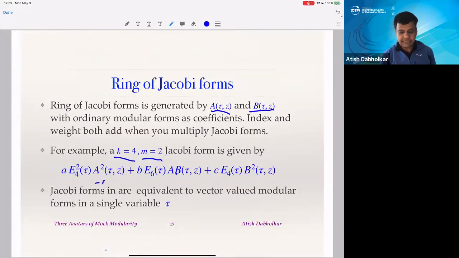However, this has weight minus 4, this has weight minus 2, and this has weight 0. But you are looking for something with weight 4. So it's easy. You just multiply this by E4 squared, which has weight 8. So 8 minus 4 is 4. E6, which has weight 6. So 6 minus 2 is 4. And E4, which has weight 4. So this is basically the only possibility you can have.